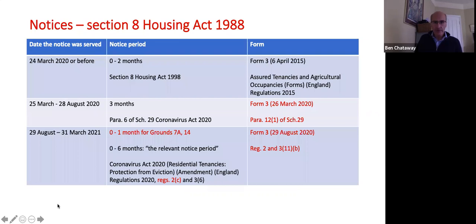So back to the table, that deals with the notice period. What about the form of notices? The same issue arises in relation to section 21. The wording of the Act is slightly curious because it refers to the Form 3 being read as if it referred to new notice periods. Personally, I think that probably is effective. But again, there's an argument that you ought to be using the old form of notice and pretending it says something different.